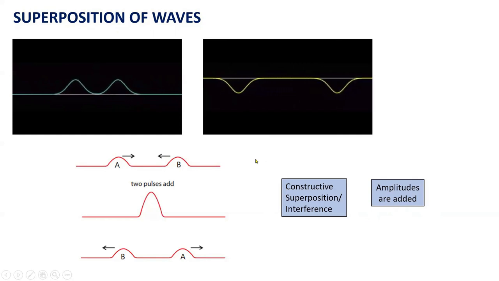Similarly, have a look at this second animation. Same thing, constructive interference, but the only difference is the wave pulses are moving below the x-axis. Although they are merging into one another, you can see amplitudes are getting added. That's why the name constructive. The exact opposite of this will be destructive. Let's have a look at another animation.